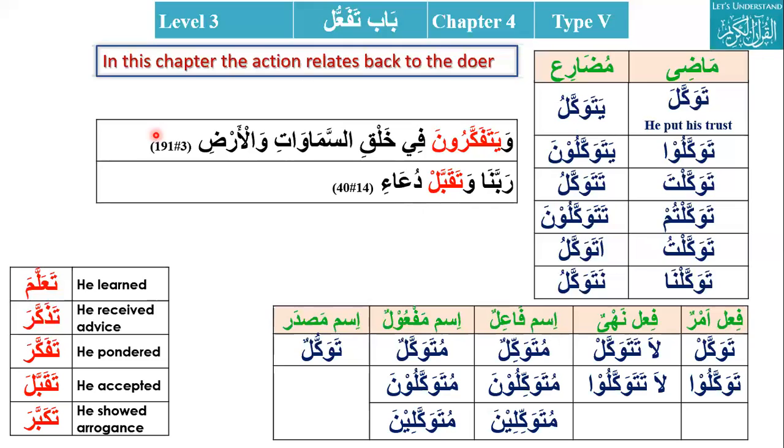Next word is takabbara. Ubaid, can you please take the next word? Takabbara. What is the chapter name, Ubaid? Tafa'ul. And what is this word, takabbara? What is the meaning? He showed arrogance. And what is the masdar for this takabbara?